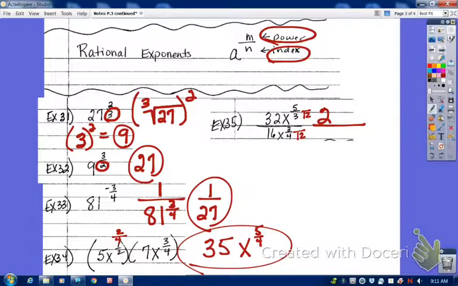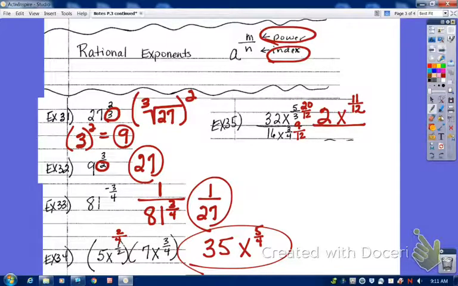What is 5/3 as a 12th? 20/12. What's 3/4 as a 12th? 9/12. Which fraction is smaller, 20/12 or 9/12? 9/12. So you're going to subtract the 9/12 from the larger exponent, 20/12. So 20/12 minus 9/12 is 11/12. That's going to be the exponent on your x.